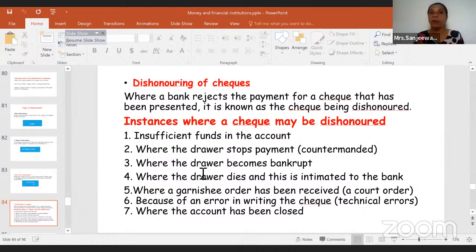Where the drawer stops payment, right? Where the drawer becomes bankrupt. Where the drawer dies and this is intimated to the bank, right? When there is a court order, a garnishee order, right? And because of an error in writing the check, or where the account has been closed. So these are the instances where a check may be dishonored.